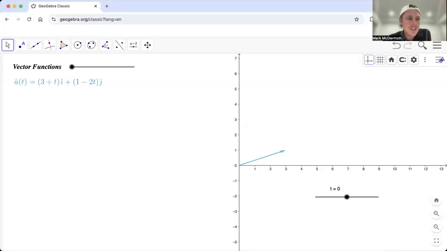All right, so we're going to look at an introduction to vector functions, a really cool application of vectors and very useful, I would imagine, for all sorts of applications. So let's just have a look. I think the best way to explain this is with an example.